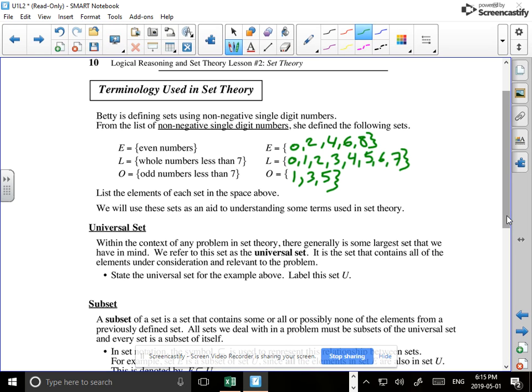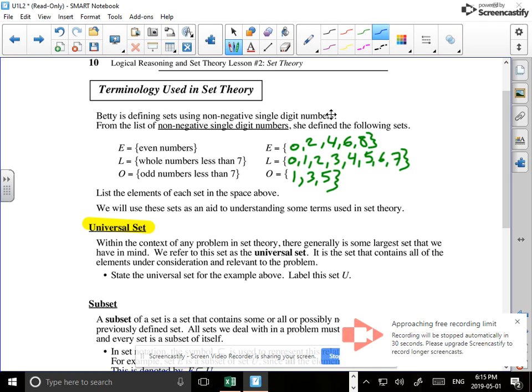Universal set is one of our first terms here. Within the context of any problem in set theory, there's generally some largest set that we have in mind. We refer to this as the universal set. It's the set that contains all of the elements under consideration and relevant to the problem. So the universal set here would be U is equal to non-negative single-digit numbers.